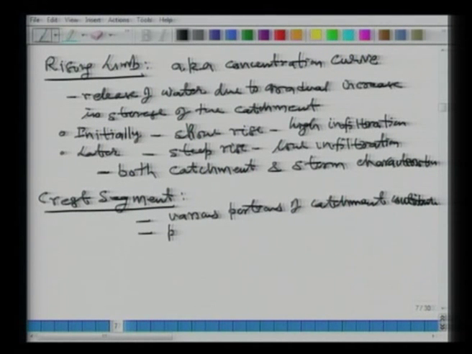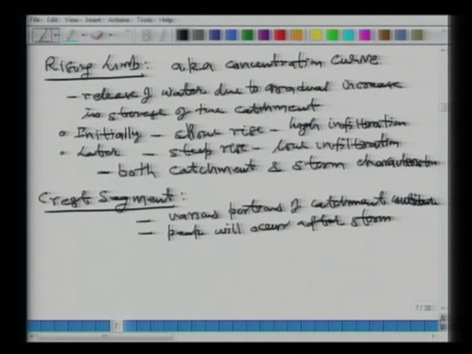The peak will occur after the storm. Okay. All right. Note that the peak will not occur before the rainfall has stopped. All right. Peak will occur only after rainfall has stopped.